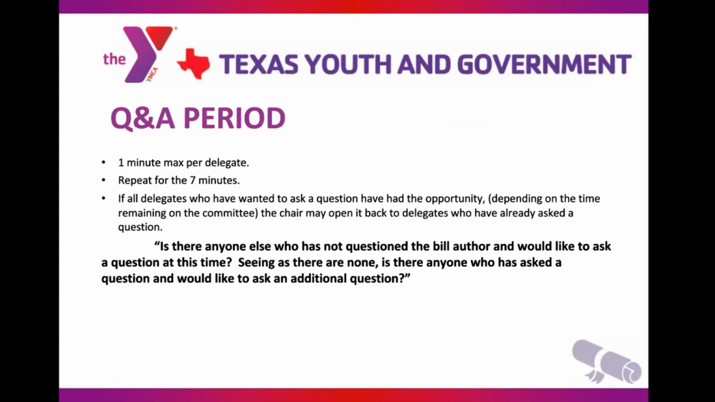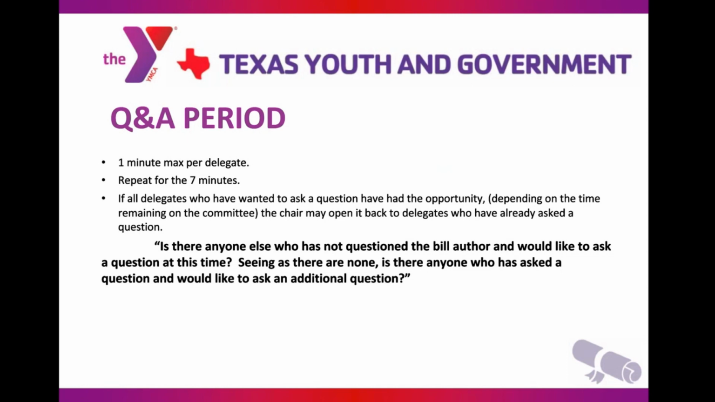The bill author will have their opening remarks of 3 minutes. There will be a 7-minute question and answer period during which each delegate who would like to ask a question will have up to a minute. They do not have to use their entire minute. They can yield the remaining time to the chair. Each delegate has 1 minute, one time, to stand up and question the bill author during that bill. Check the hearing committee timing sheet to see if these times have been updated since this video was made.